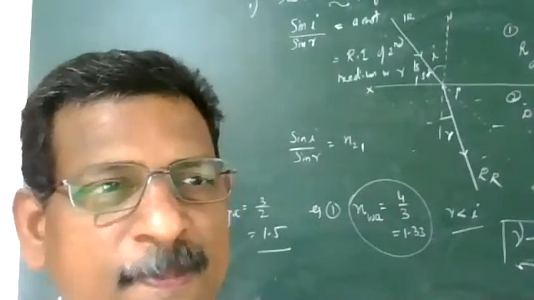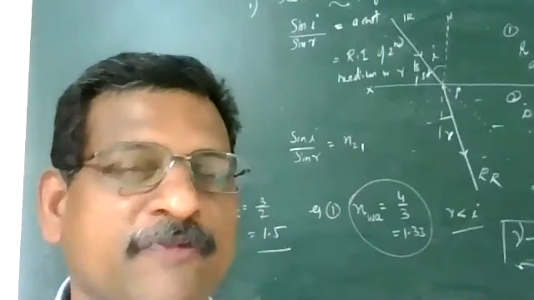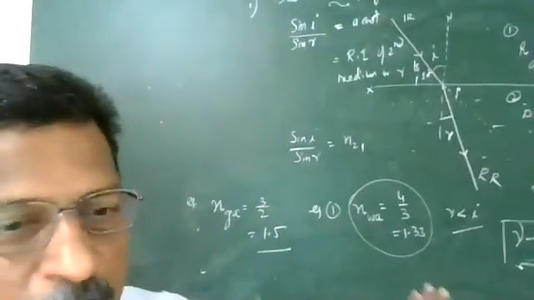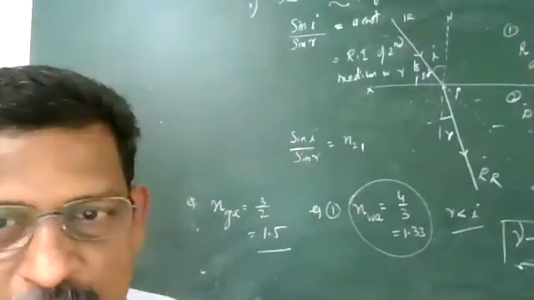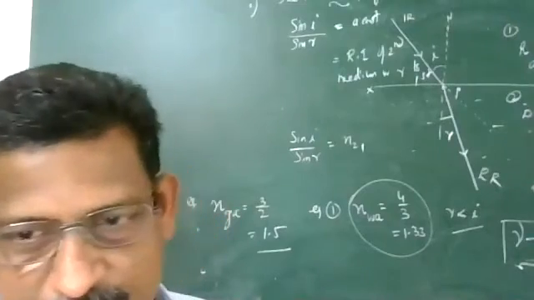Why? Because light is coming from denser to rarer medium. So for that you have to recognize, depending upon their values with respect to air, which medium is denser and which medium is rarer.